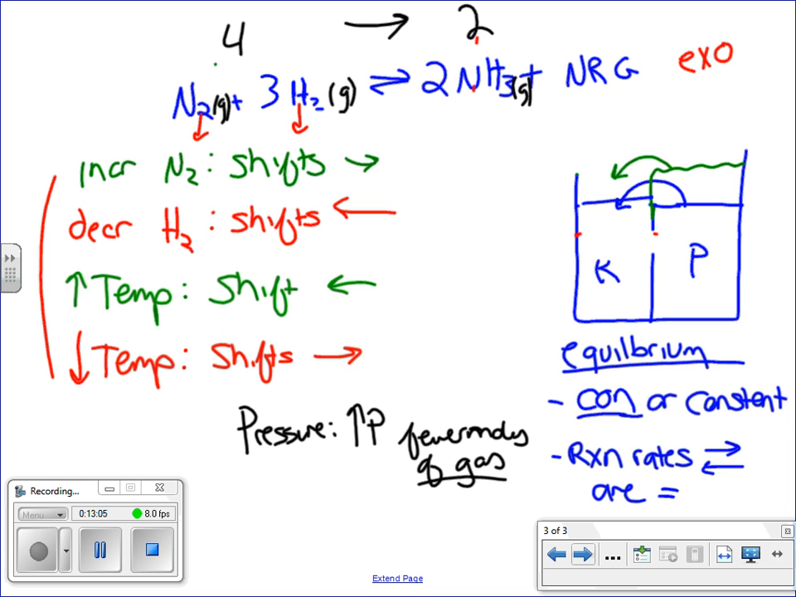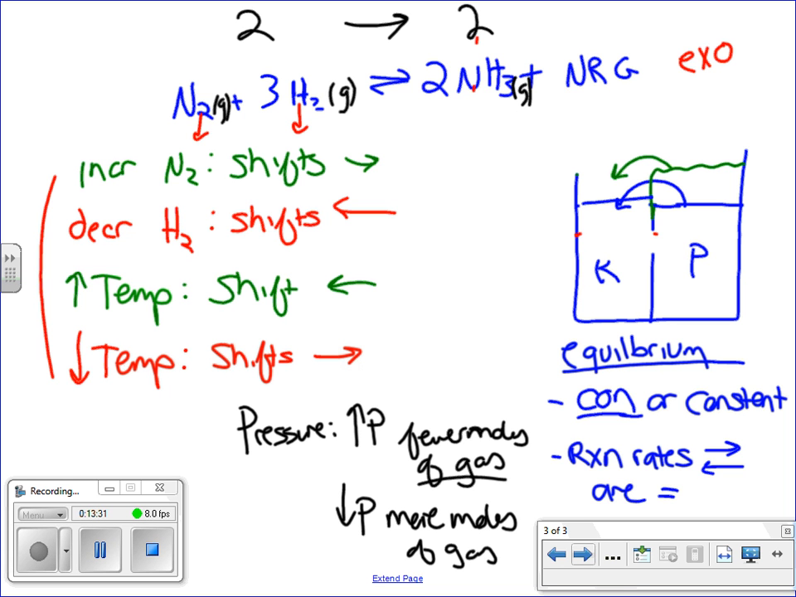If I decrease the pressure, it goes to more moles of gas. If I had a solid there, I would not count it. Okay? If the number of moles of gas are the same on both sides, 2 and 2, there's no shift. Okay? If moles of gas are the same on both sides, there's no shift.